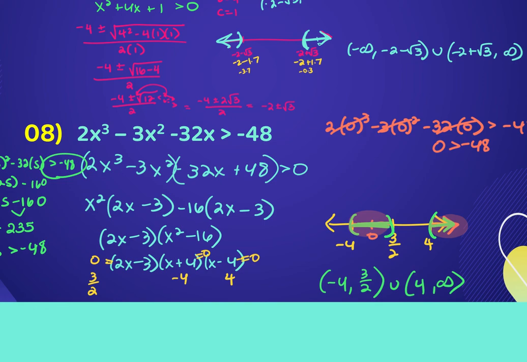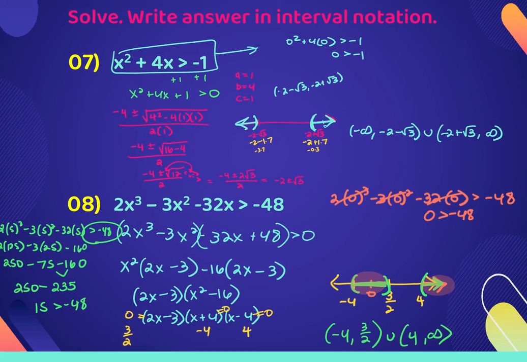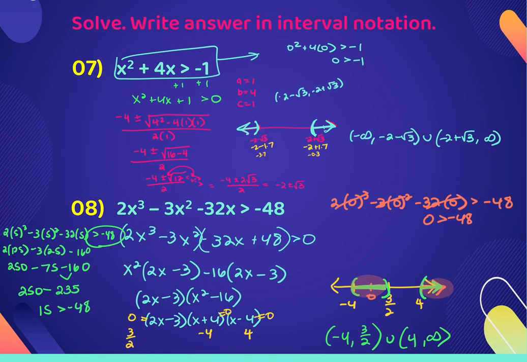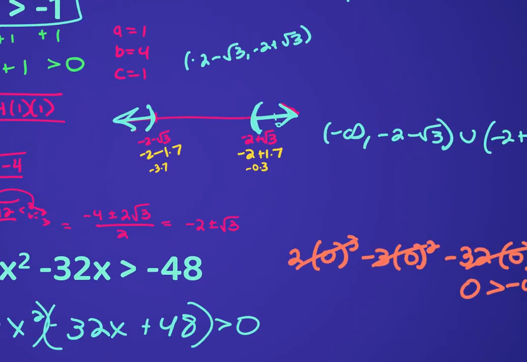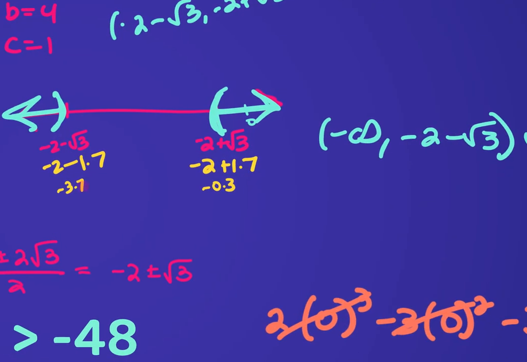Why for the one before it worked, but it's not in between? Because 0 was on the right this time. 0 was not in between, because we approximated -3.7 and -0.3, which means 0 would have been on the right. So wherever it works is the section that you're shading. If 0 was in between those two, then it would have been in between. What if 0 was before the -2, even though it wouldn't make sense with these numbers? Then that's the area we would have shaded.